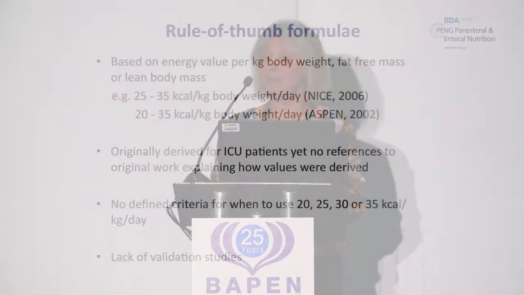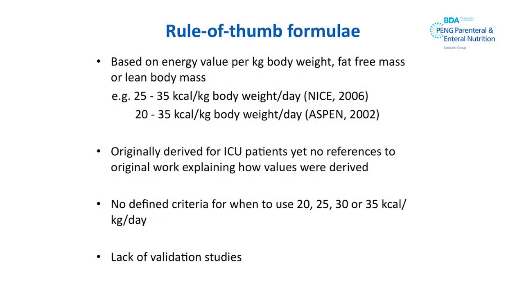So the next method I'm going to discuss is the rule of thumb method, which is based on energy values per kilogram body weight, or fat-free mass, or lean body mass. And you will see these a lot in guideline documents. Increasingly, you're seeing them in ESPEN. They were in NICE, and they're in ASPEN guidelines.